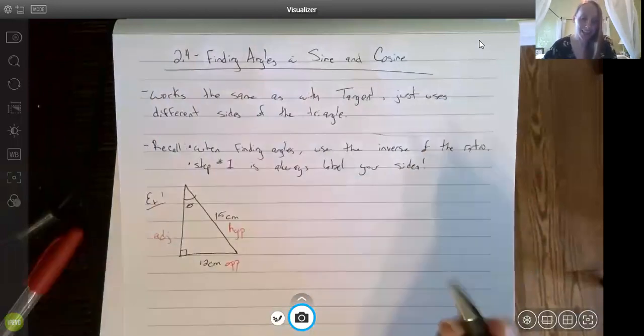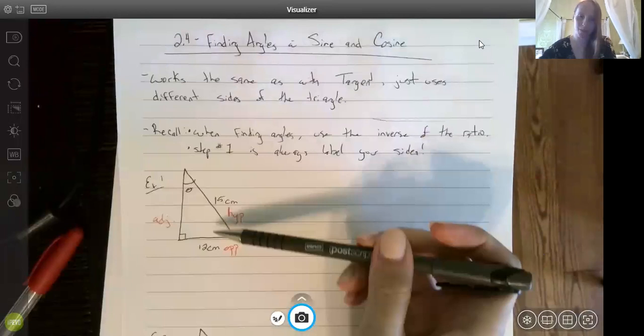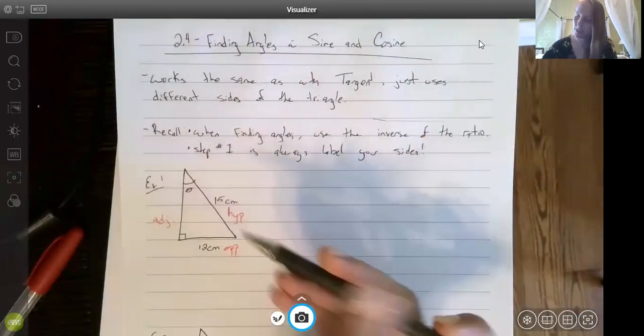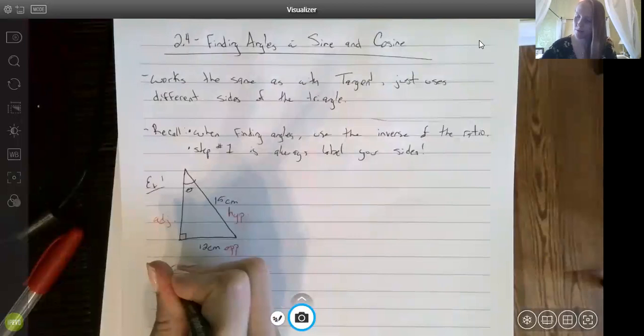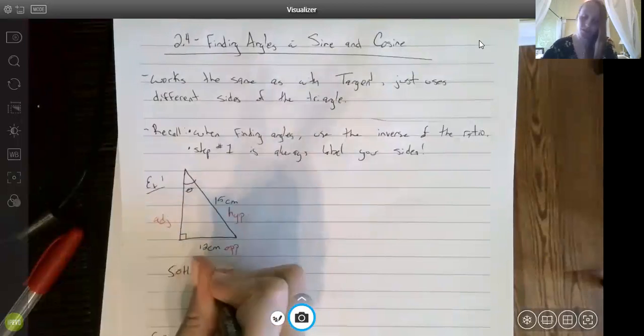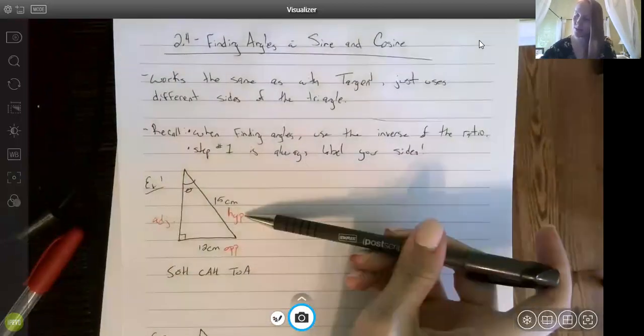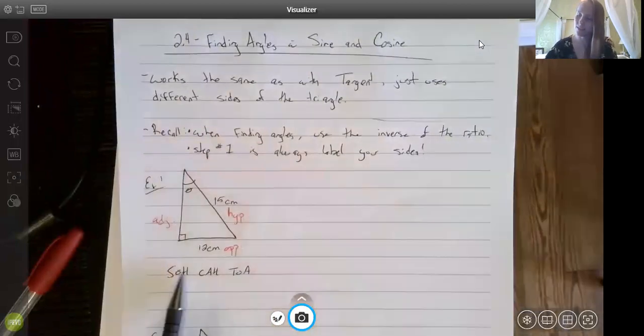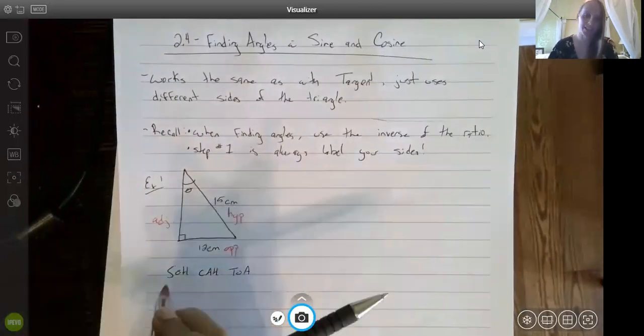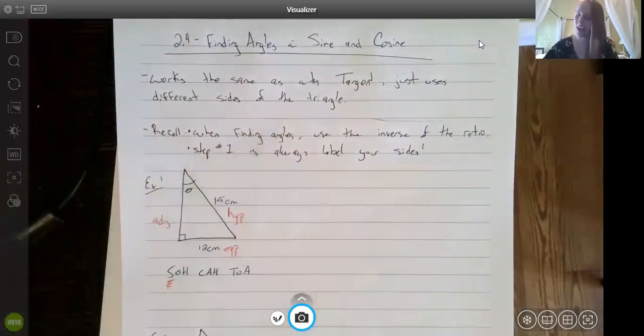Now, in this case, I have my opposite and my hypotenuse sides. So if you remember from your SOHCAHTOA, or if you just look on your formula sheet, you'll see that when I have the hypotenuse and the opposite, then sine is the ratio that I can use. I cannot use tan because I don't have the adjacent side. Same with cosine. Don't have the adjacent side, so I can't use it.